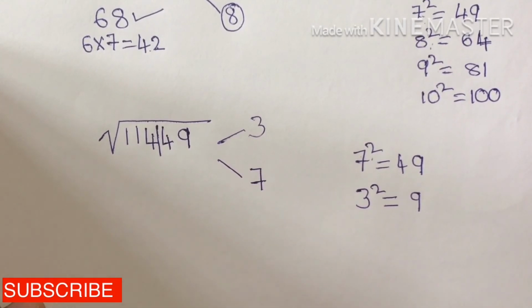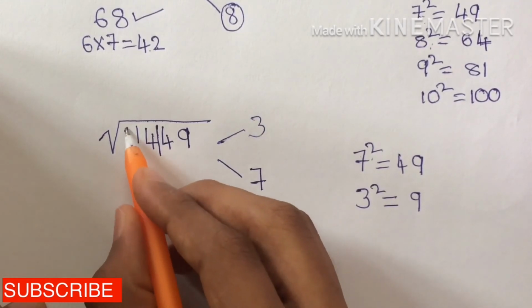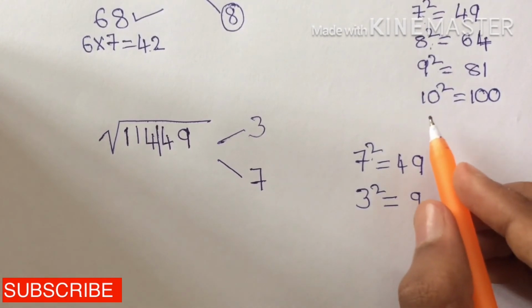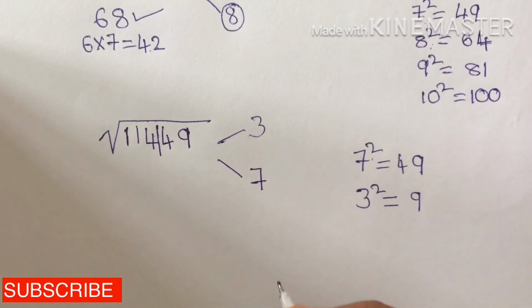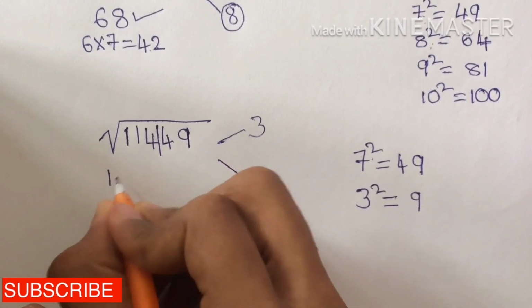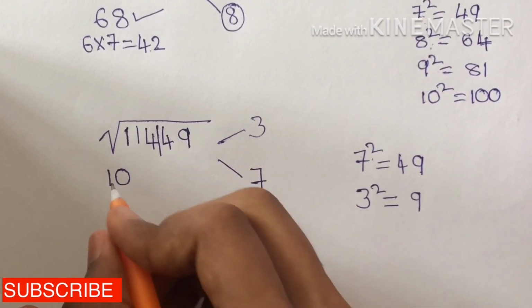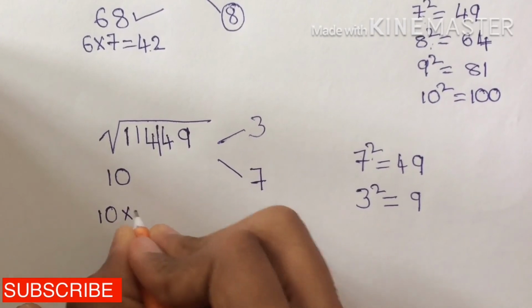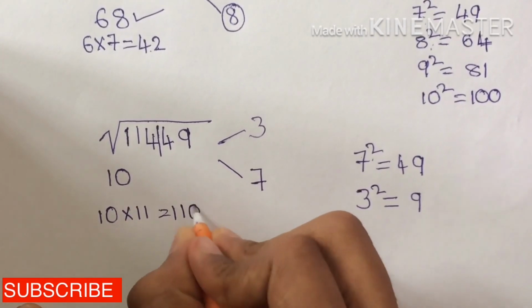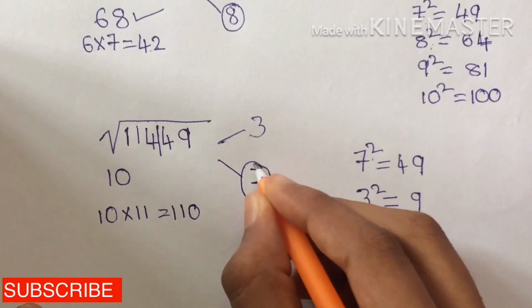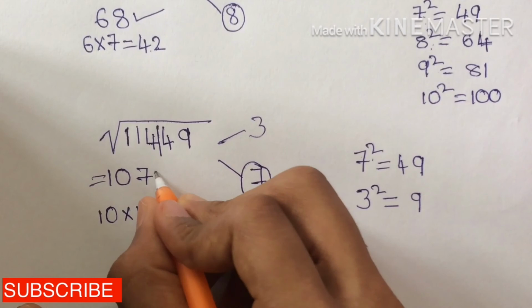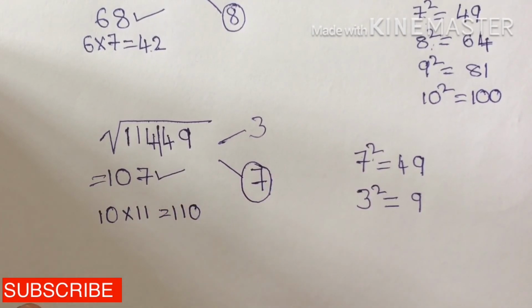Going to 114, for calculating our tens place digit, 114 will come in between 10 square, which means 100, and 11 square, which means 121. So we have to take the smaller number, which means 100, which is the square of 10, and right here 10 is our first digit. 10 multiplied by its next number 11 is 110, and 114 is bigger than 110, so we have to take the bigger option, 7, and 107 is the square root of 11449.